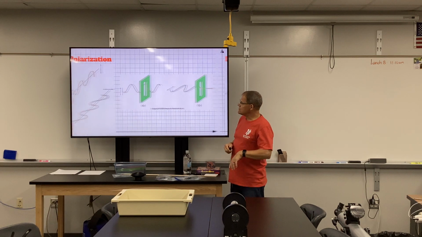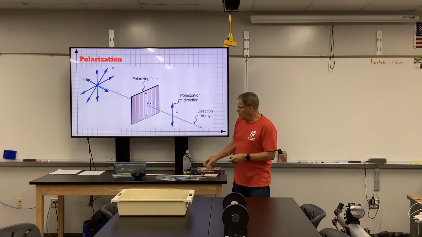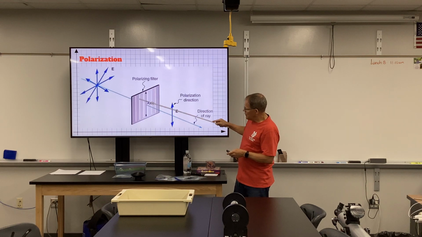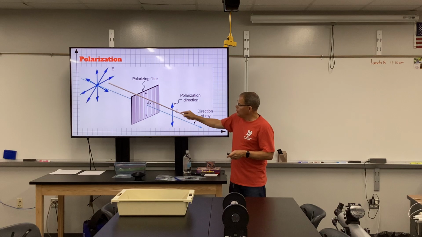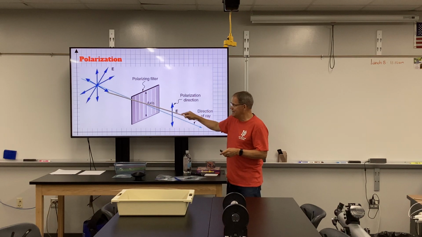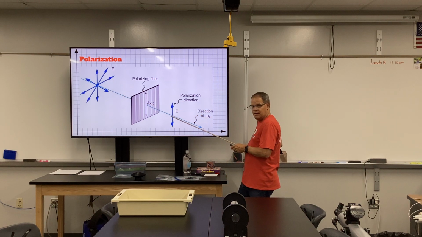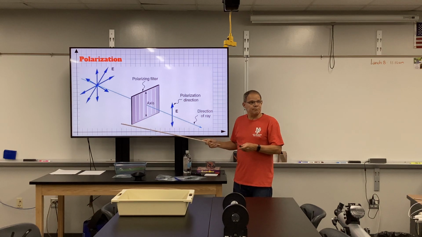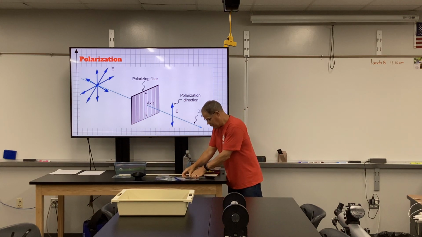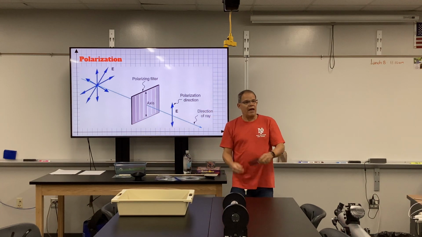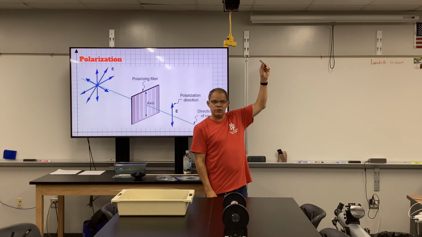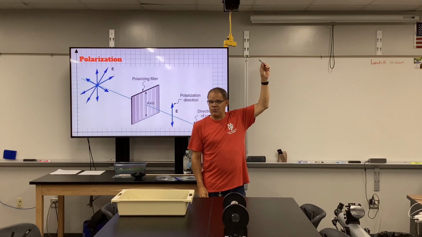So what happens with light is that if my gates are going up and down here, only the part of the waves that are going up and down can get through. The waves that are going side to side get blocked. Which is why when you take your polarizing filter and look at a light, it looks a little darker. It's blocking some of the light.